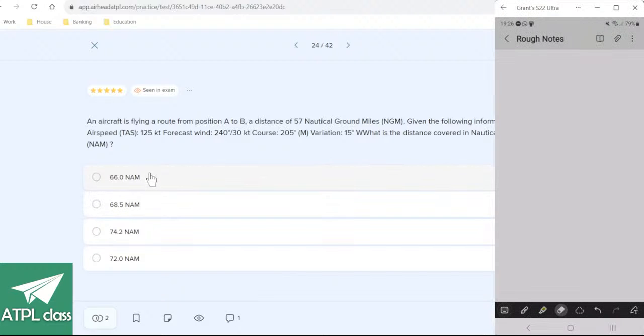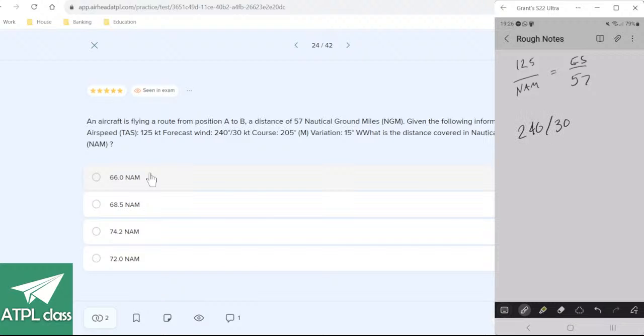A to B distance is 57 nautical ground miles. So this is our equation we're going to be using eventually. And we've got the following values. So we've got nautical ground miles is 57. True airspeed 125. Given the following information, we're going to work out the ground speed now and figure out the nautical air miles. Fine. Forecast wind is 240 at 30 knots.